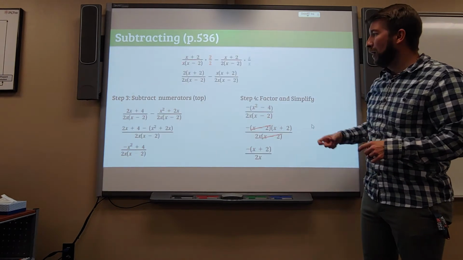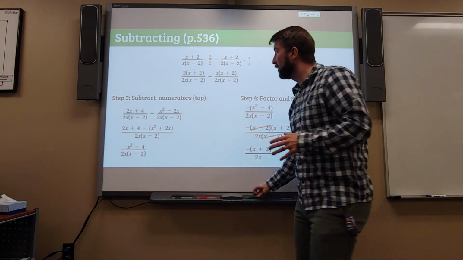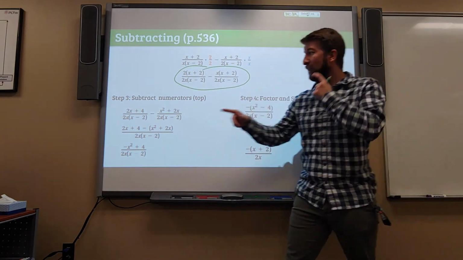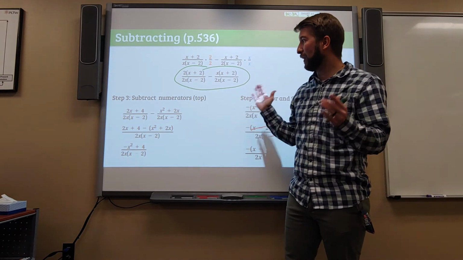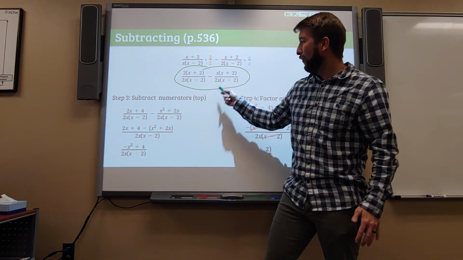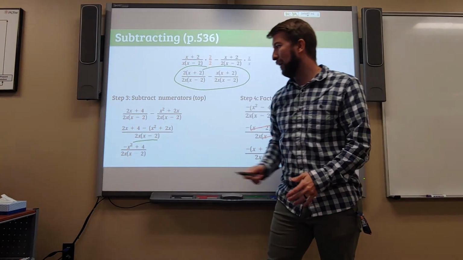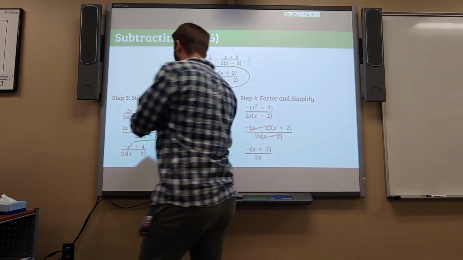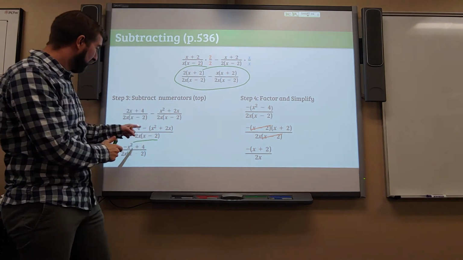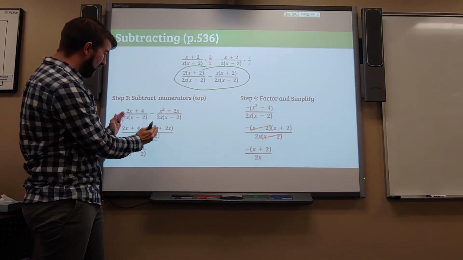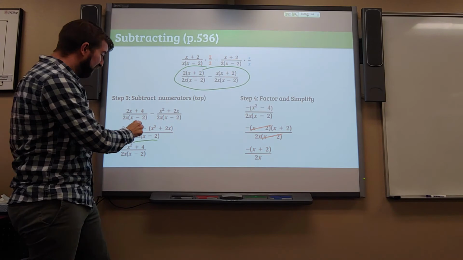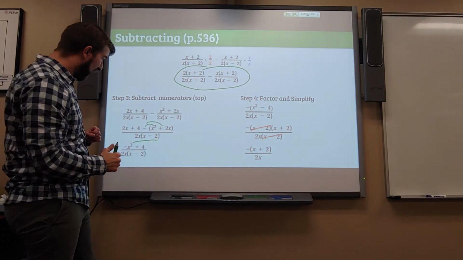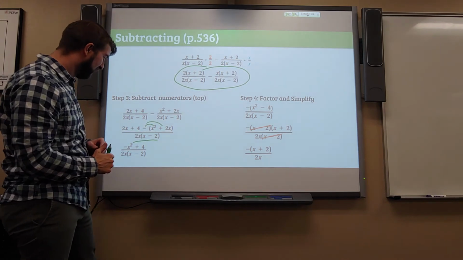Once you've done that, all right, so this is where we left off from step 2. Step 3 is subtract the numerators, or the top. So we're going to combine those bottom parts, which is what they do here, and then they combine the numerators, or the top parts, with that subtraction. Now notice you've got this in parentheses, which means the negative needs to go to both of these items, the x squared and the 2x.